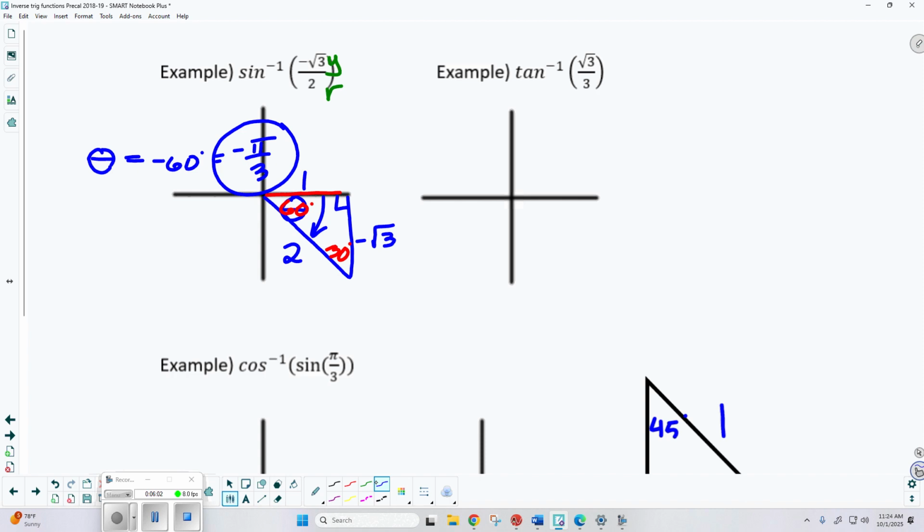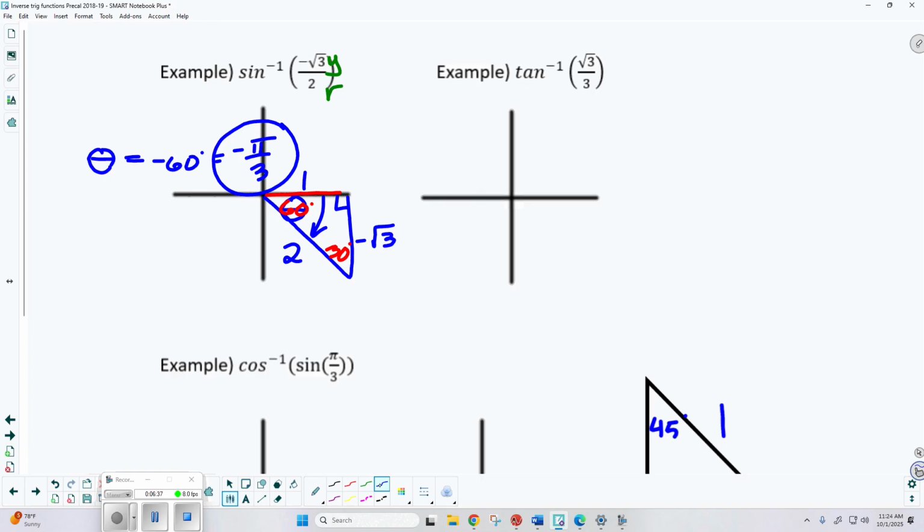Okay. Question. Okay. Tangent inverse of square root of 3 over 3. All right. Now, tangent inverse is going to be in the same quadrants as sine inverse, 1 and 4. But unlike sine inverse, remember, tangent inverse, we cannot include the y-axis. Remember, tangent is undefined at negative pi over 2 and pi over 2. Okay, that's why they're asymptotes.